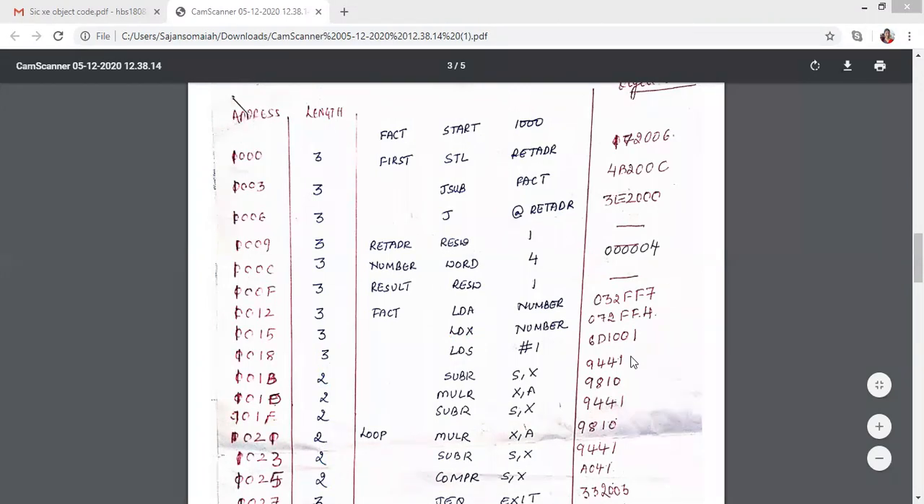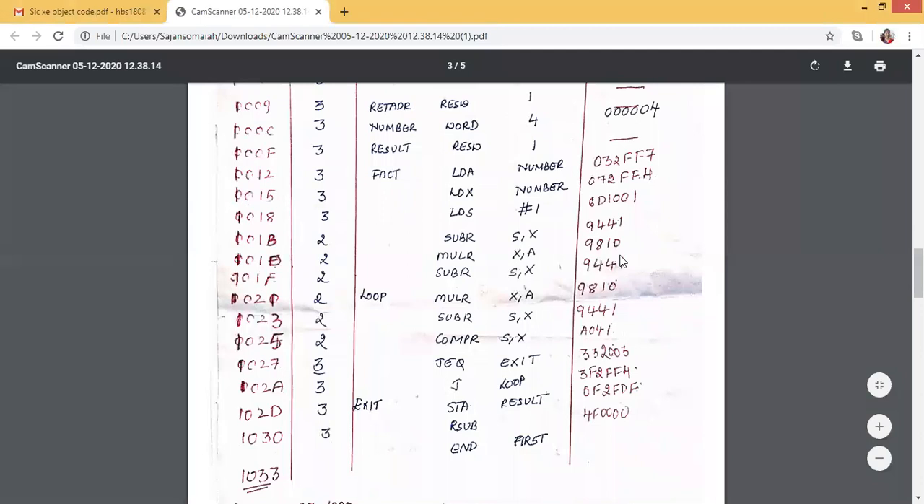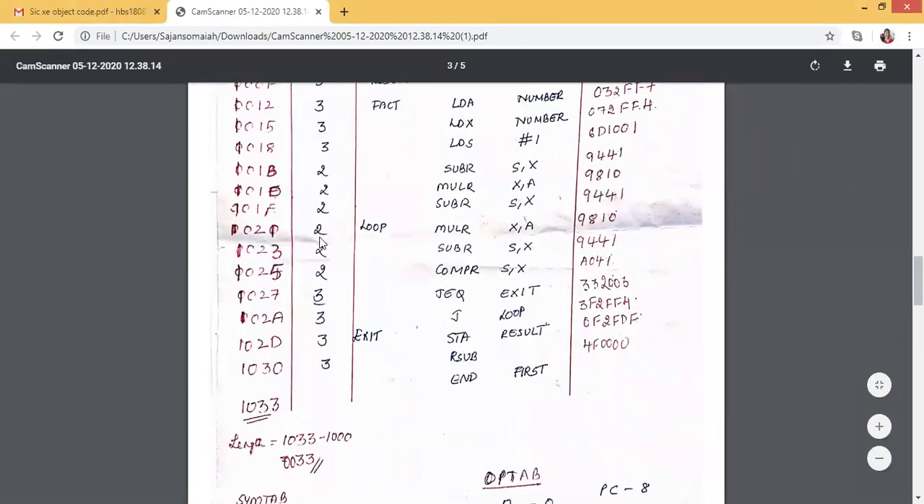So we have more to go here. Yeah, here, look at this. Here also we have 2, 2, 2, and look at this. What is this? This is 3, this is 3, 3, and 3 here. And END is not considered as an instruction. It does not have a length.